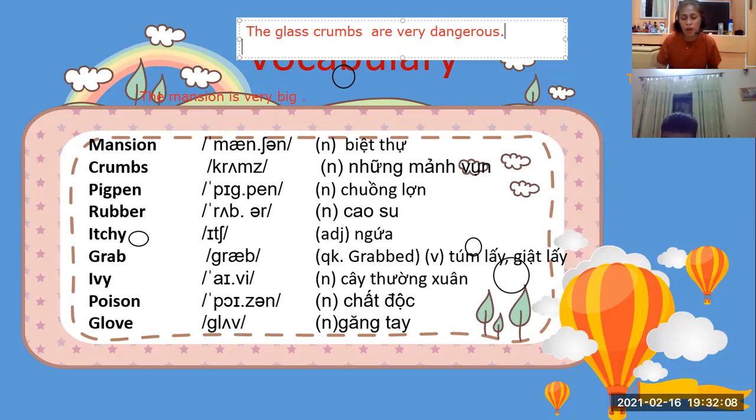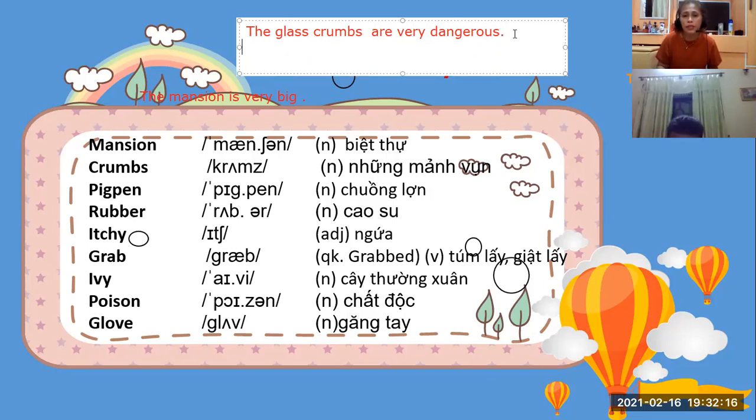Okay, another one, pig pen. You pick another word here. Can you find words? Okay, poison. You make a sentence using the word poison. Okay, Tab, how about poison? You make a sentence using the word poison, teacher.